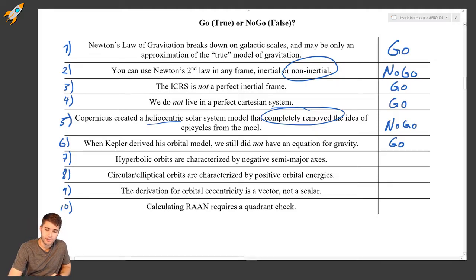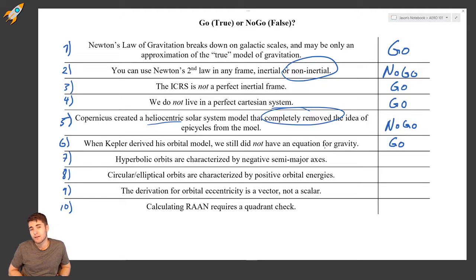So, number 7: hyperbolic orbits are characterized by negative semi-major axes. Mr. Cab says 7 is a no-go. Isn't it infinite? That is incorrect. 7 is actually a go. Hyperbolic orbits have negative semi-major axes. A semi-major axis of a line, nope, that's not necessarily always true.